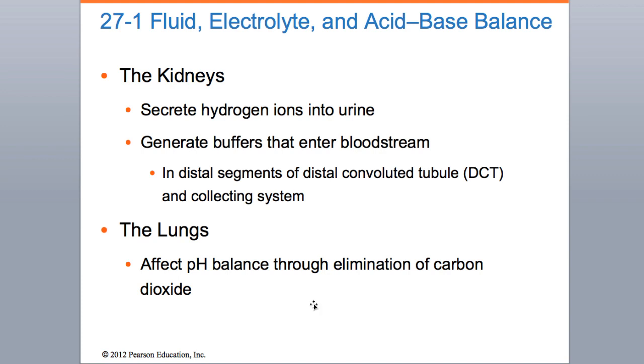The lungs will do the same thing with our carbon dioxide. We can lower our blood pH by raising carbon dioxide in our blood. So if someone holds their breath, they're actually going to do what? Raise their carbon dioxide level, which lowers their pH and makes their blood acidic. But if the lungs are able to eliminate the carbon dioxide, we'll actually raise our blood pH as we eliminate the carbon dioxide. So see how that works.